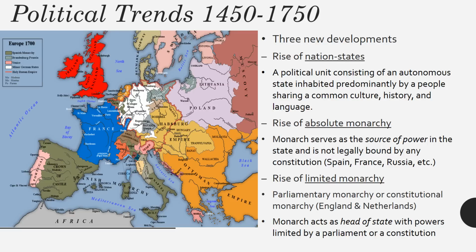You see the rise, number 2, of the absolute monarchy. Monarchs serve as the source of power in the state and are not legally bound by any constitution. Once again, we see a lot of this in the European powers of Spain, France, Russia. You get the converse with the third development, which is the rise of a limited monarchy. And what's the limitation? The limitation typically is parliament. In England and the Netherlands, which was your focus for today, we see that parliamentary monarchs or constitutional monarchs are the prevailing wisdom here for politics.